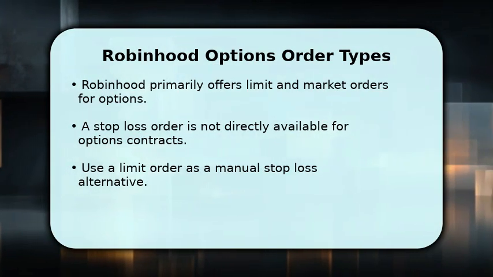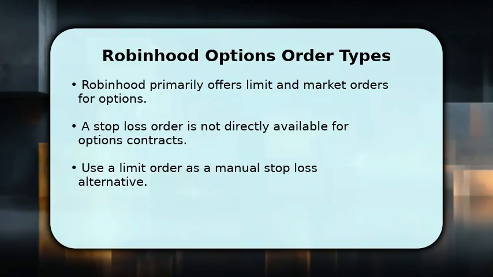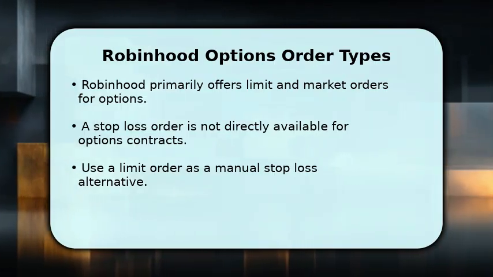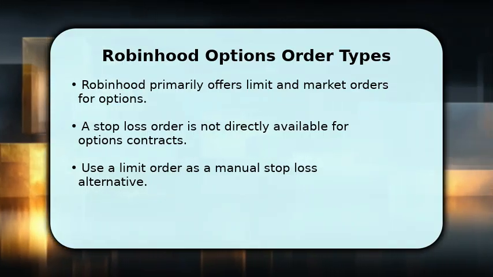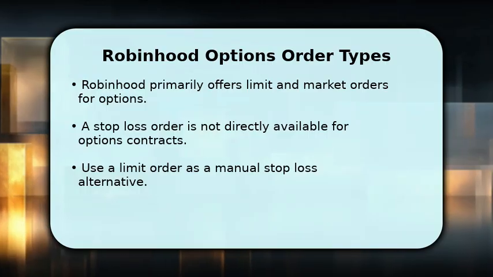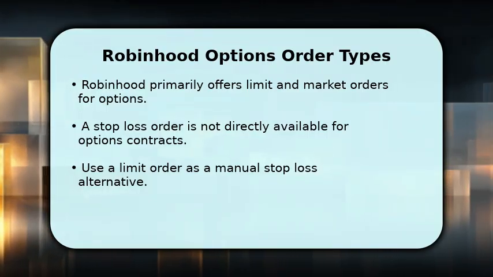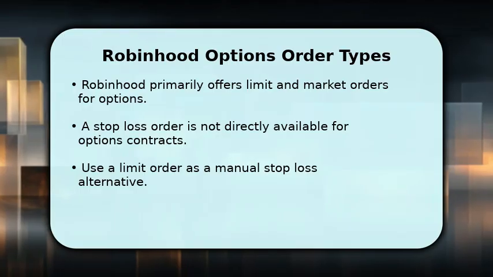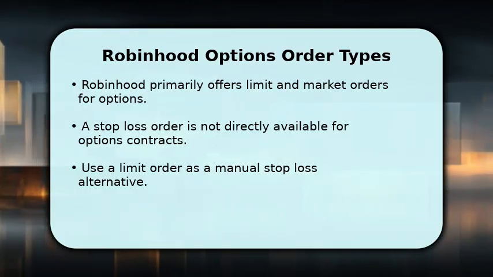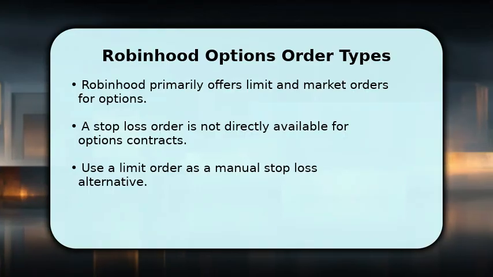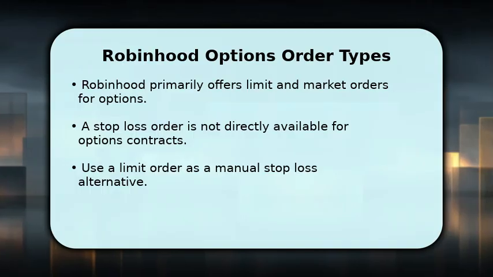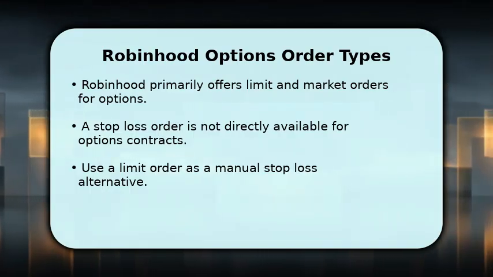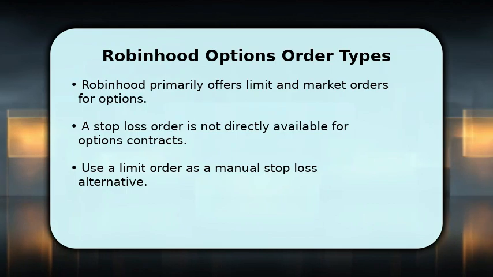Robinhood provides several order types for options, but a direct stop loss order, as you might know it for stocks, isn't available for options contracts. Instead, you'll primarily use market orders and limit orders. A market order executes immediately at the best available price, while a limit order lets you set a maximum purchase price or a minimum selling price. Understanding these distinctions is key to managing your options positions.